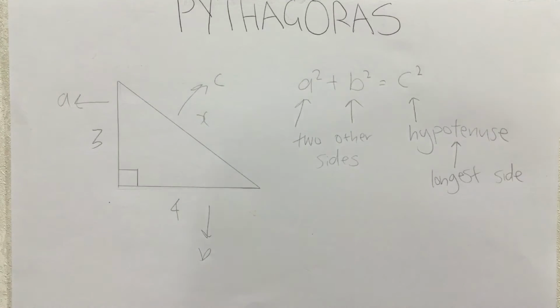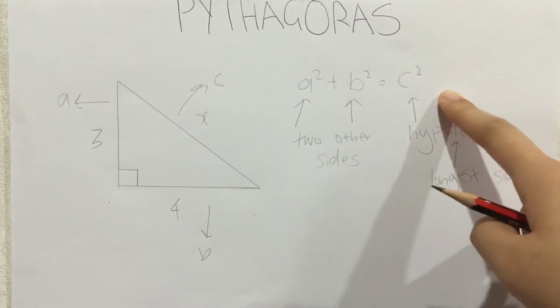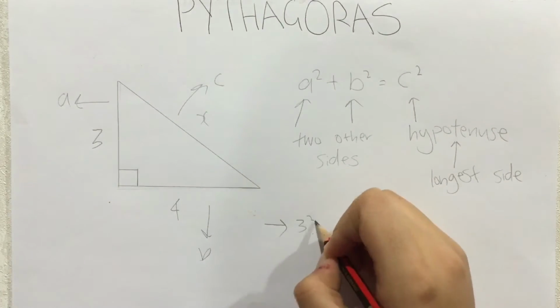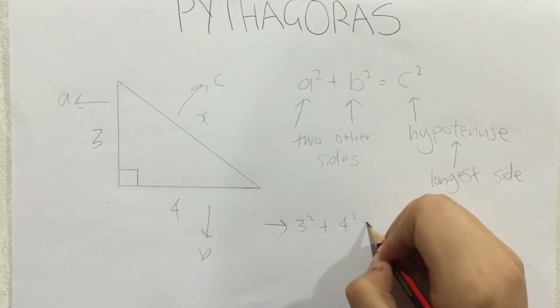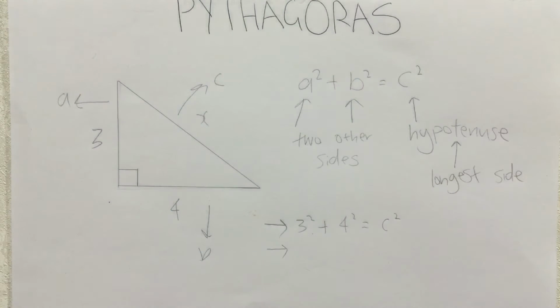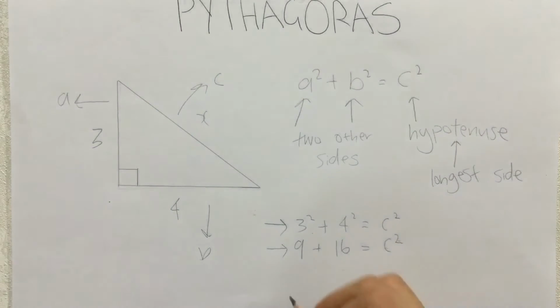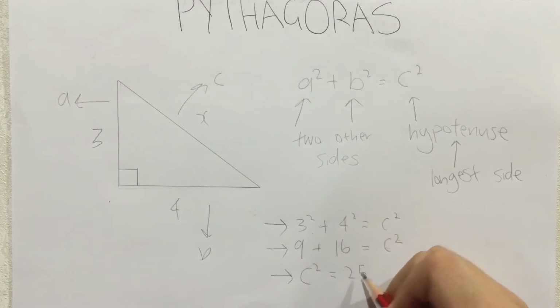Inserting these numbers 3 and 4 directly into our formula a squared plus b squared equals c squared, the formula now changes to 3 squared plus 4 squared equals c squared. All we have to do now to find c is to type this into your calculator. Or we can do it the longer way, which is 9, which is 3 squared, plus 16, which is 4 squared, will now equal c squared. Adding these together means that c squared is now equal to 25.